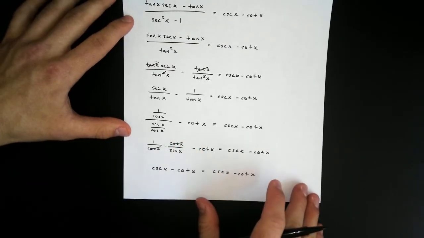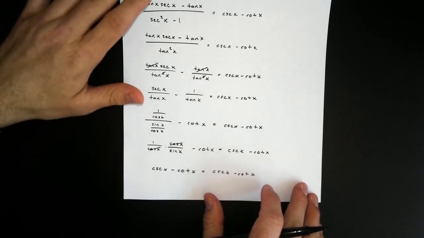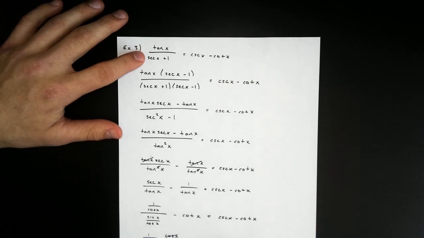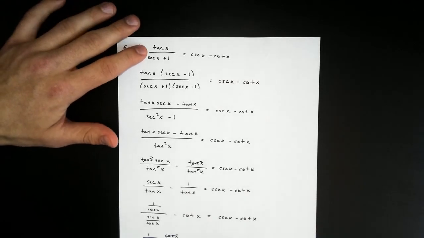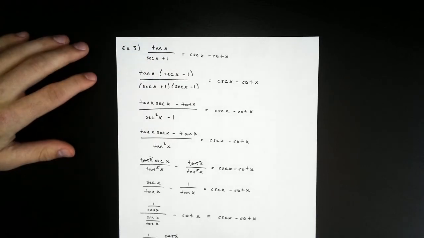So then if I want to justify that, yes, this is an identity, I could say by the transitive property, we know that the tangent of x divided by secant of x plus 1, that is the same as the cosecant of x minus cotangent of x.